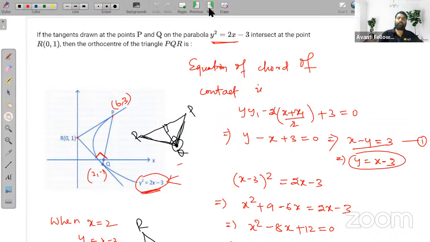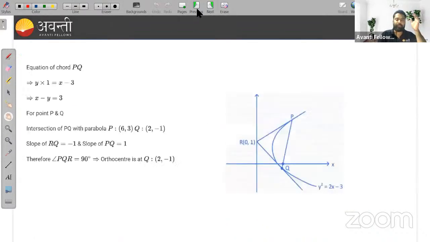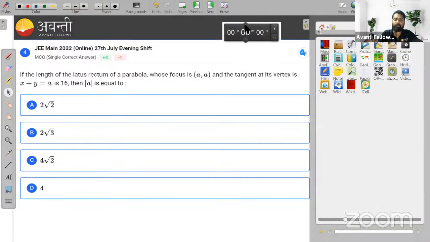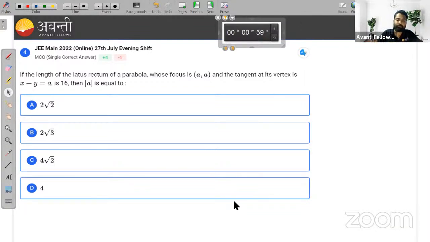Okay, so let's move to the next question and its solution. Let me solve this question. The next question is here, and for this question also I'm giving you 1 minute. Try to solve it. Your time starts now. I'm launching the poll also. When you get the answer, just respond.